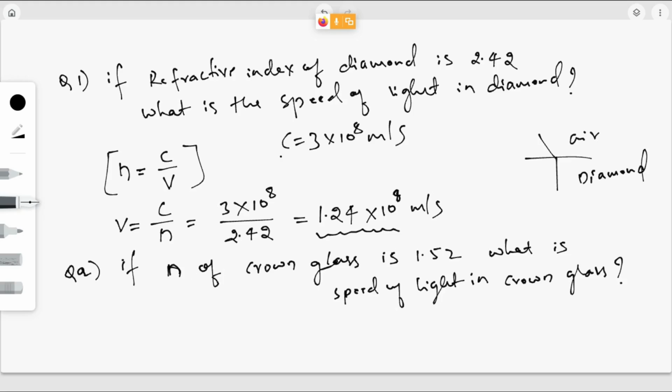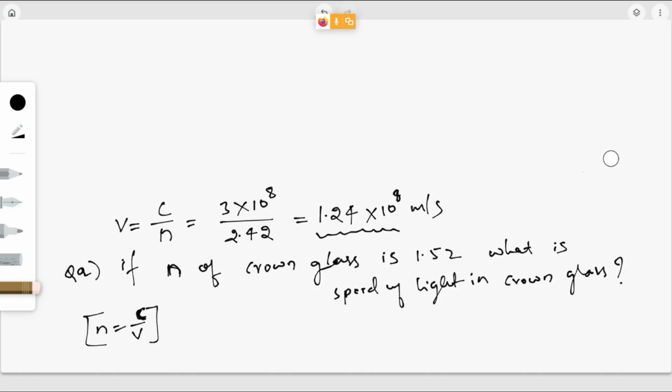Here C will remain the same. Again the formula will be the same. N is equal to C by V, where C, the speed of light in air, will be the same always, 3 into 10 raised to 8. And these two will differ proportionally. You can write the speed of light in diamond will reduce by a factor of 2.42.